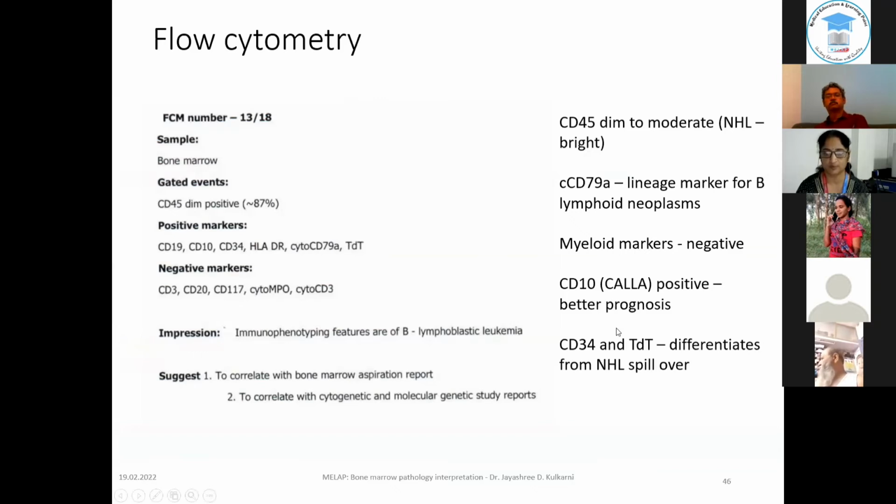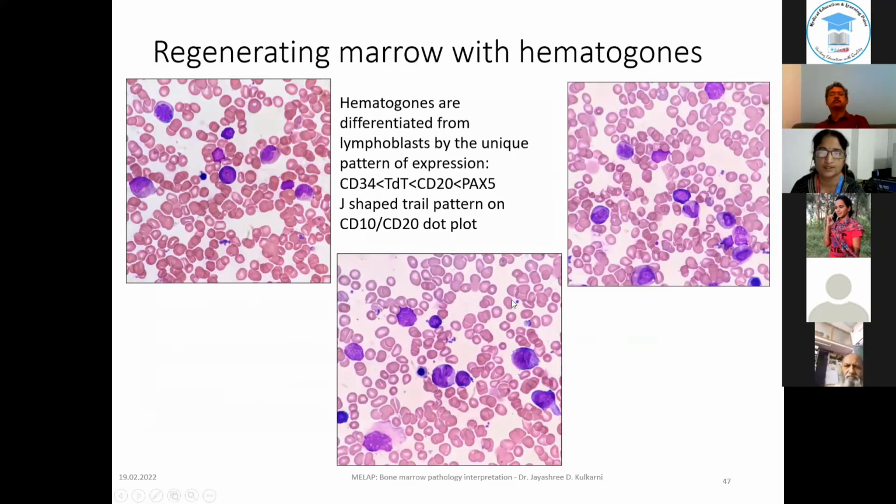If it is CD10 positive, it carries a better prognosis. And CD34 and TdT will differentiate the acute lymphoblastic leukemia from the NHL, because NHL predominantly is a mature cell, so the immaturity markers will be negative. What is important here is to differentiate these.